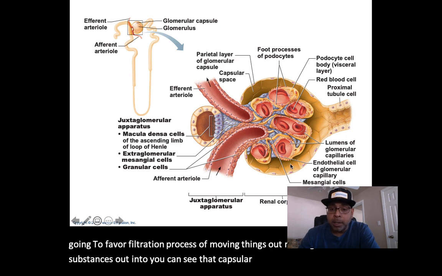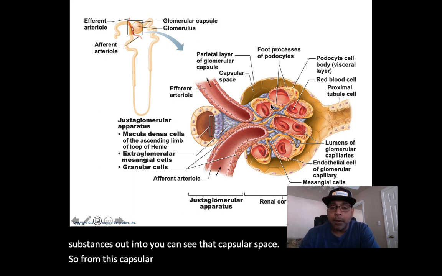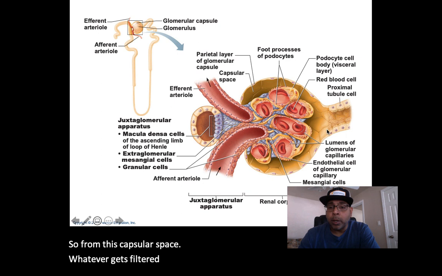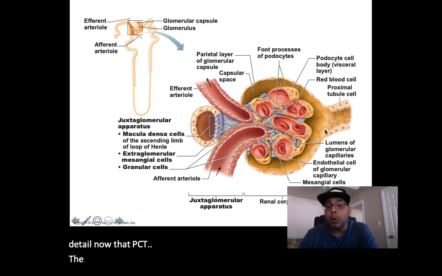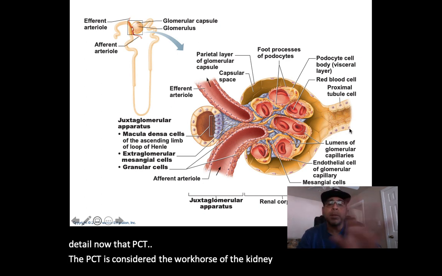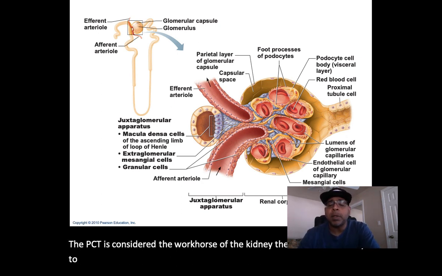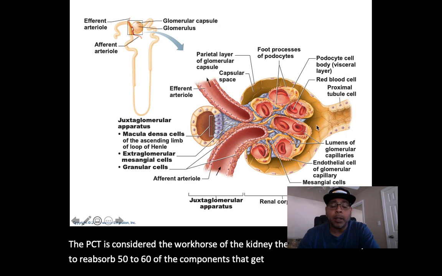From this capsular space, whatever gets filtered out is going to be passed into, you can see in detail now, that PCT. The PCT is considered the workhorse of the kidney. The PCT has the ability to reabsorb 50 to 60% of the components that get filtered right out of here.